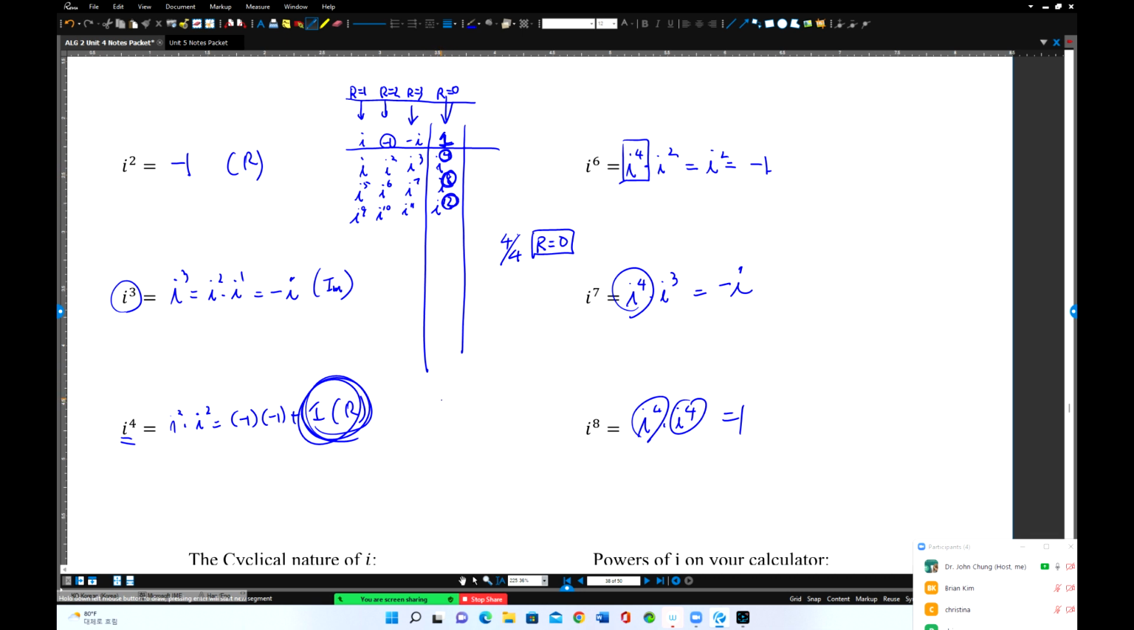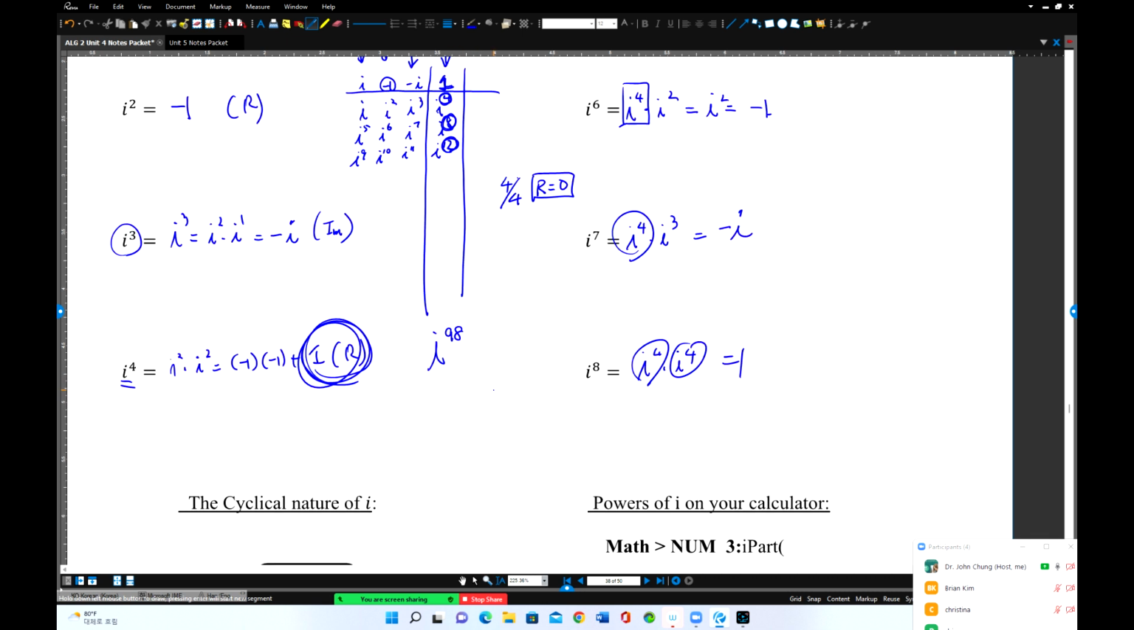For example, i to the 98. I'm going to use the remainder. We have exponent 98. We can simplify. 98 divided by 4 is what? 2, 4, 8. And 18 divided by 4 is what? 16 and 2. Remainder is 2. When you get remainder 2, this is exactly equal to i squared, okay?